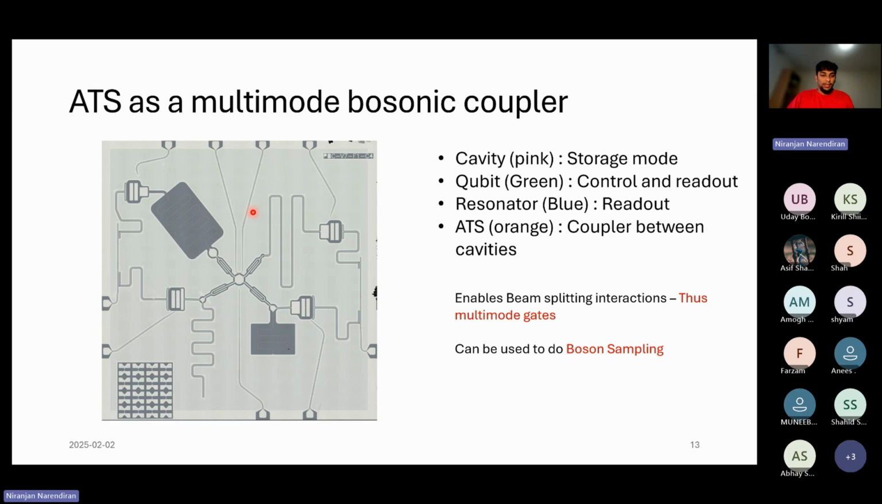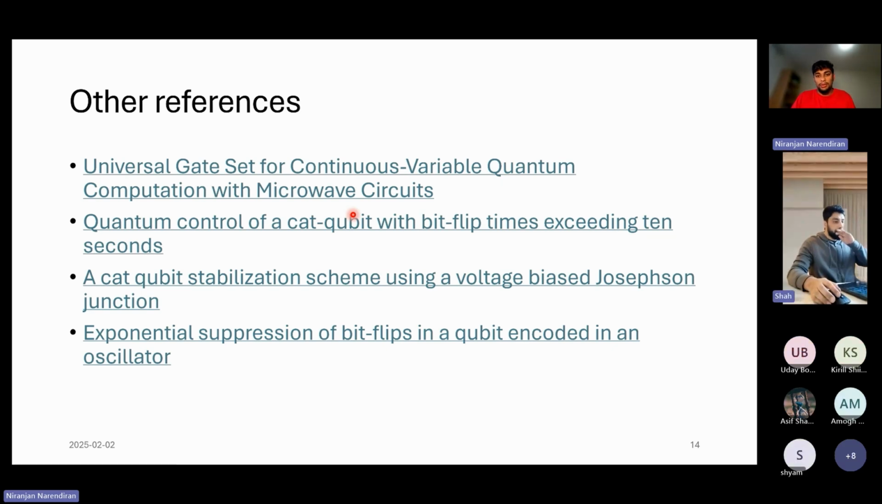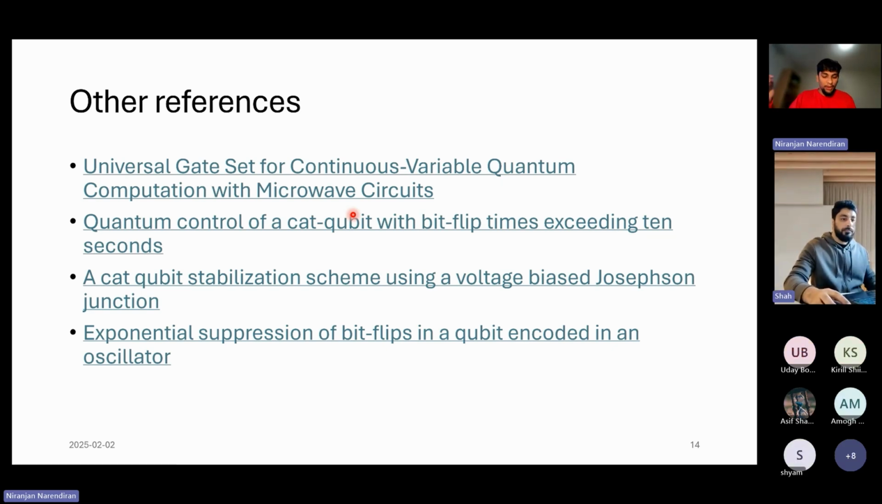Yeah, so this is where my presentation ends. I hope you liked it. And there are a few references here. The idea of getting a universal gate set comes from this paper, and people from Alice and Bob, different companies, already use ATS to show that we can have a cat qubit which has bit flip times exceeding 10 seconds. So this is something interesting to me. I hope it is also interesting to you.